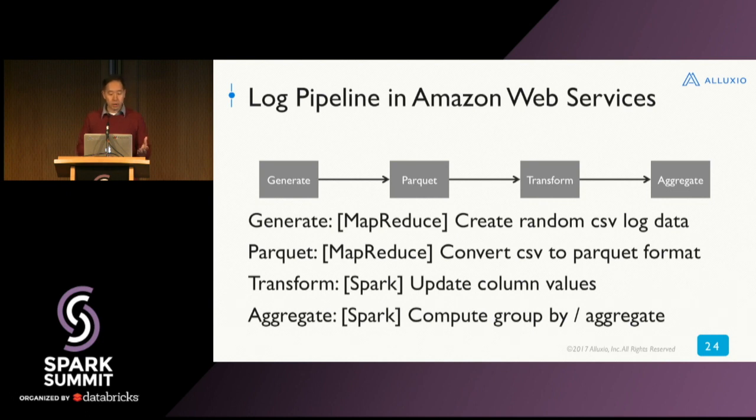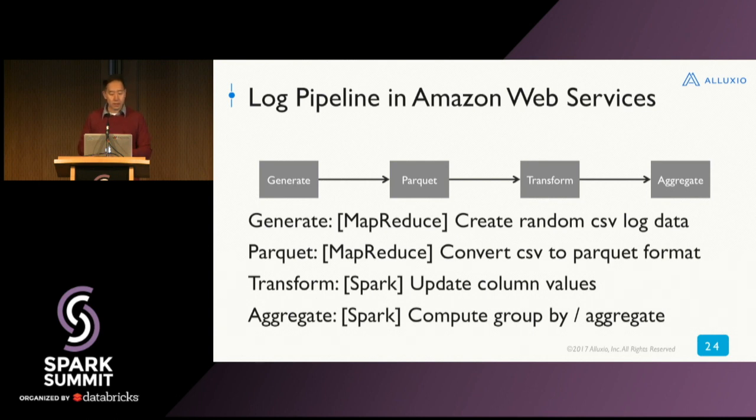In the generate stage, we generate a bunch of CSV log data. In the parquet stage, we convert that CSV log data into parquet format. Then in the transform stage, we take that parquet input and update some of the columns and some of the values in those columns. And in the last stage, we compute a group by and aggregate on that data. So this is the example pipeline that we have.